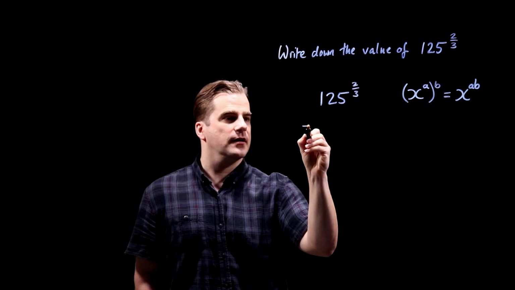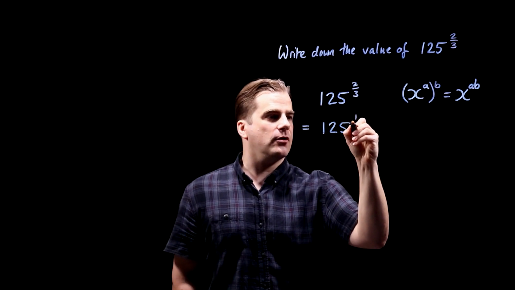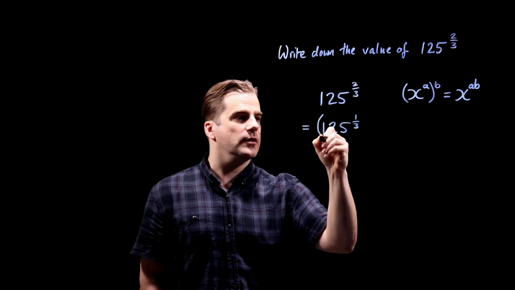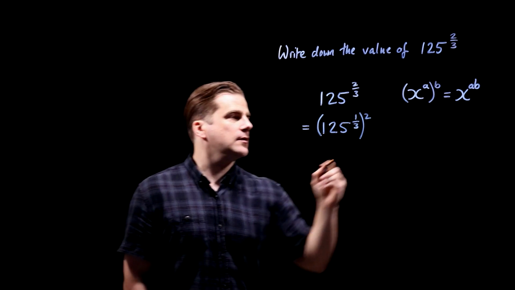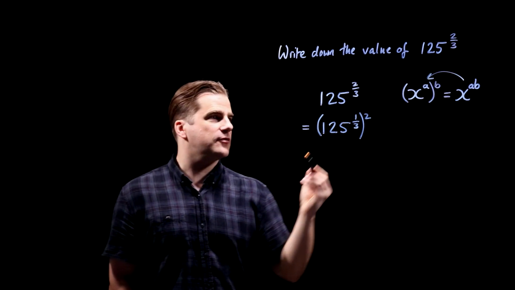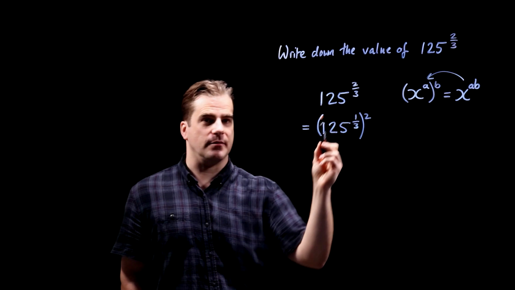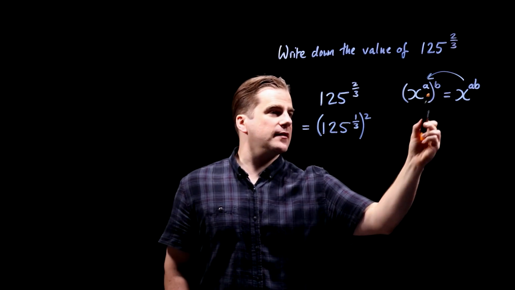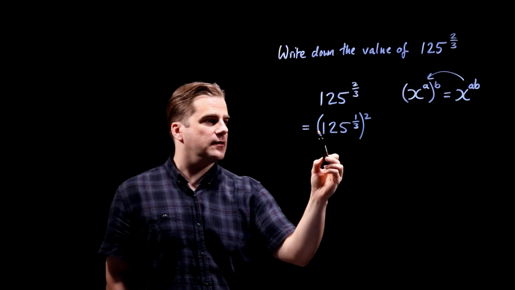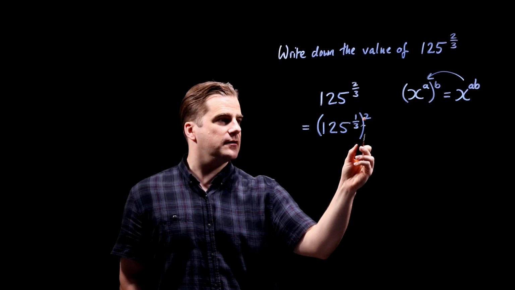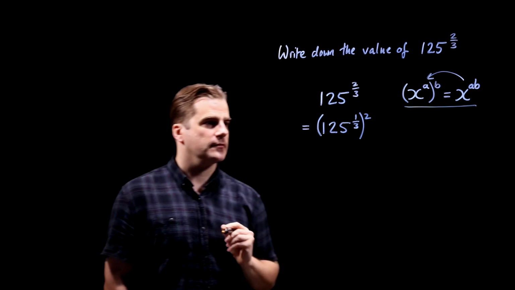125 to 2/3 is the same as 125 to the power of 1/3, all in brackets, squared. Okay? We've gone in that direction, if you like. We've started with something that looks like that, 125 to the 2 times 1/3. And we've broken it down, we've introduced brackets here and written it like this, 125 to the power of 1/3, all squared, using that rule. Okay?